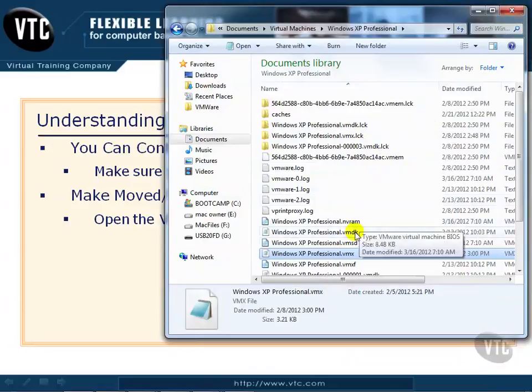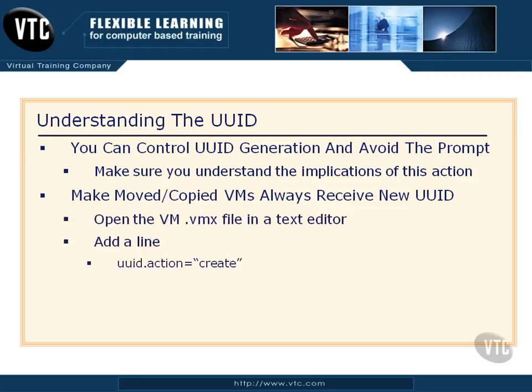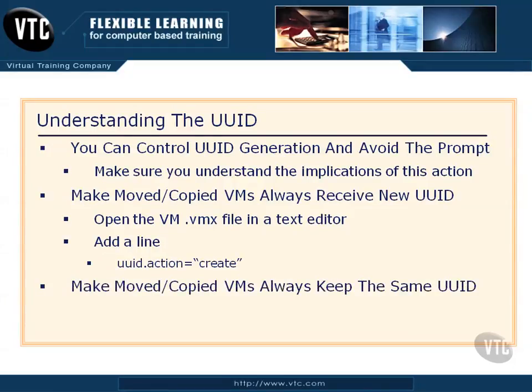I'm just going to write a line into that file. And the line's going to look like this: uuid.action, no space, equals, and inside quotes put create. Now anytime that machine gets moved or copied, the VMX entry will tell it, don't even waste time showing this pop-up, just go ahead and generate a new UUID. If I want to make my moved or copied virtual machines always keep the same UUID, then I do the same thing. Open the VMX file, add a line, say uuid.action equals keep instead of create, and it will keep the same UUID.